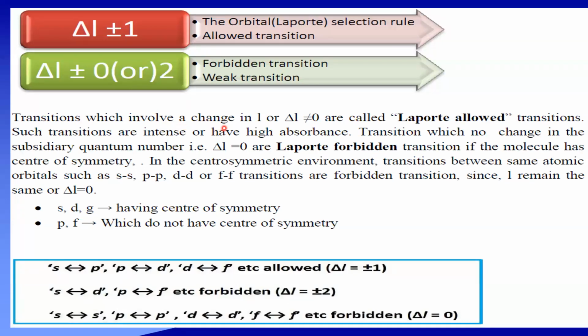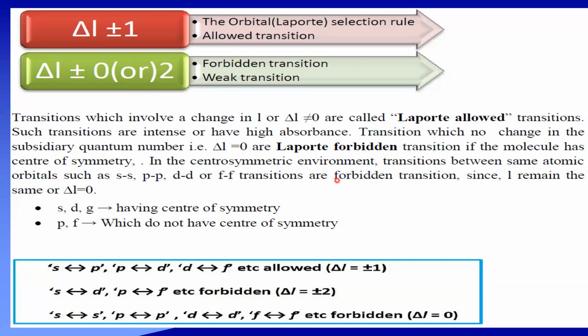Transitions which involve a change in L, or del L not equal to 0, are called Laporte allowed transitions. Such transitions are very intense and have high absorbance. Transitions with no change in the subsidiary quantum number, that is del L equal to 0, are Laporte forbidden transitions if the molecule has a center of symmetry.